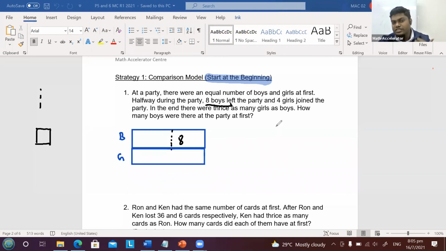Now, 4 girls join the party. By joining, you're adding something in, so go and add, put a concrete box at the side here. This is 4. So up to this point, clear?